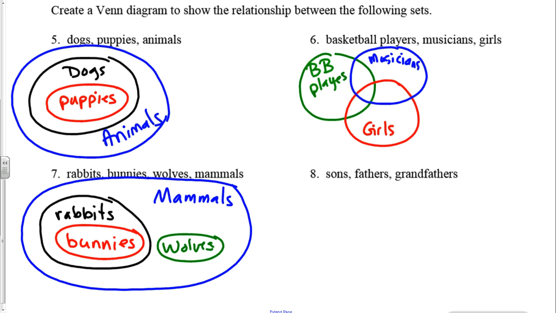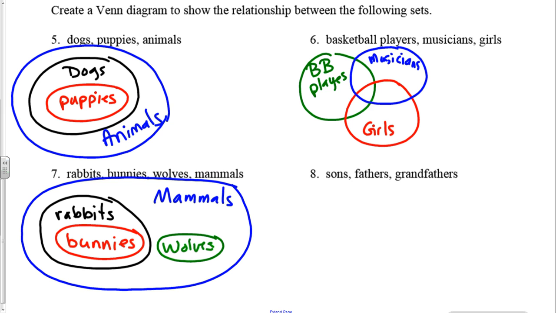This is what I have. All of my bunnies are inside of my rabbit circle. My wolf circle doesn't touch my rabbits because there aren't any wolves that are rabbits, but the wolves and the rabbits are both within the mammal circle, and it leaves space for there to be mammals that aren't rabbits and aren't wolves. Now, in number 8, I just want to talk about number 8.